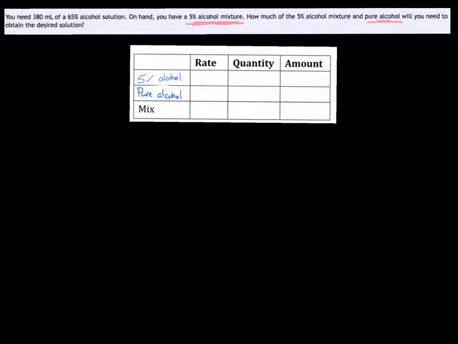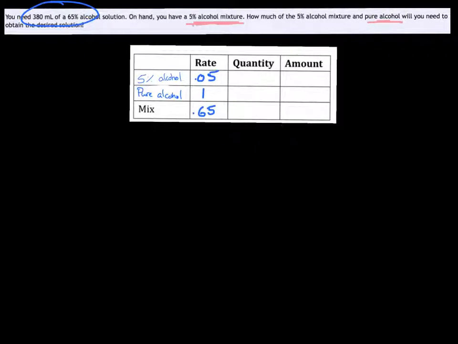So we replace item 1 and item 2 with our 5% and our pure alcohol that we're putting together. And then we have our mix. We know our mix is this 380 milliliters of a 65% alcohol solution. I fill out the information for rates and quantities that I know. For instance, I know the rate of the 5% alcohol mix is 0.05 or 5%. Pure alcohol is 100%, which is just 1.00 or 1. And then the mix is going to be the 65% mix.